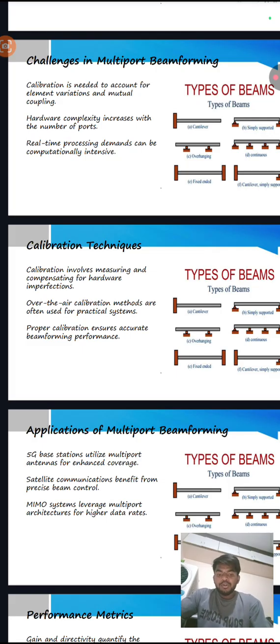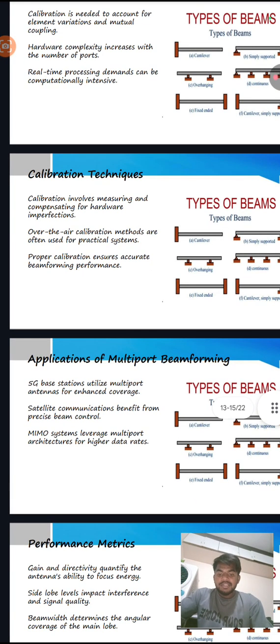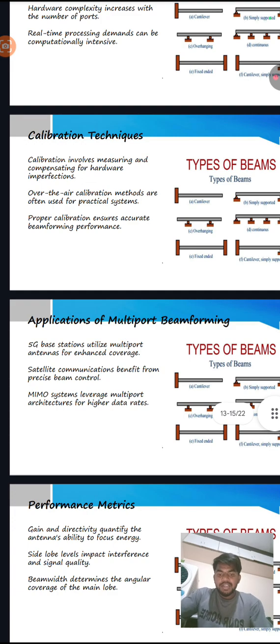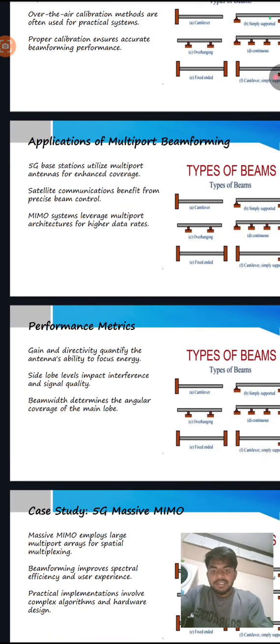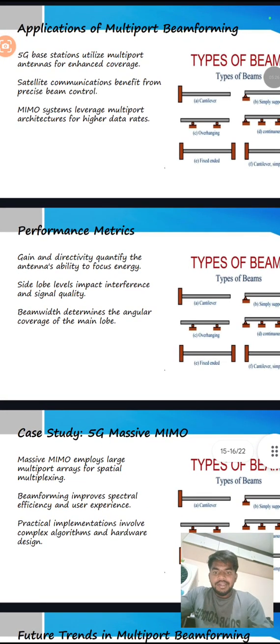Applications of multiport beamforming. 5G base stations utilize multiport antennas for enhanced coverage. Satellite communication benefits from precise beam control. MIMO systems leverage multiport architecture for higher data rates. Performance metrics: gain and directivity quantify the antenna's ability to focus energy, side lobe levels impact interference, and the signal quality depends on coverage of the main lobe.